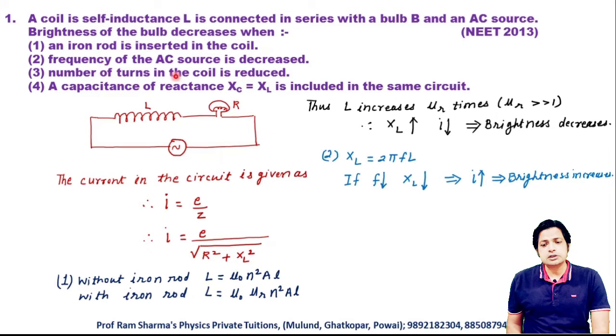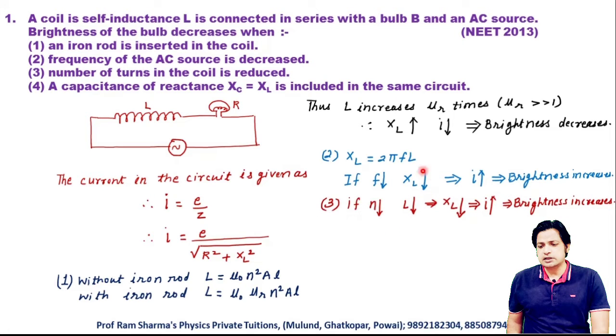Third one, number of turns in the coil is reduced. Now you see this formula. The self inductance L is equal to mu naught N square AL, where small n is number of turns per unit length. If you decrease the number of turns, then small n will also decrease. If small n decreases, L decreases. L decreases means XL decreases. And if XL decreases, I already told you, the current will increase and the brightness will increase. But we wanted the brightness of the bulb to decrease, so even the third one is not the correct answer. Now let us move on to the last option.